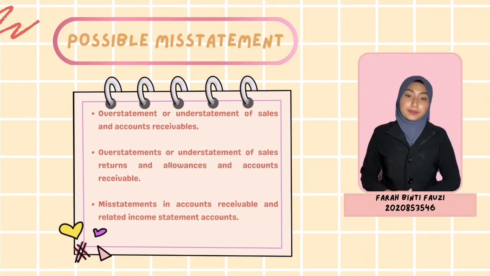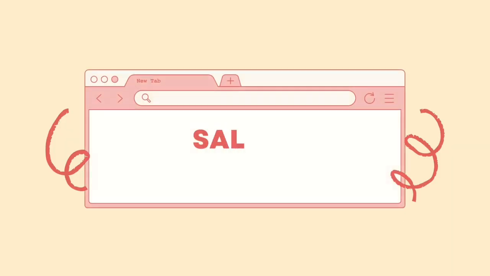The possible misstatements that the company might make are overstatement or understatement of sales and accounts receivable, overstatement or understatement of sales return and allowances and accounts receivable, and misstatements in account receivable and related income statements accounts.